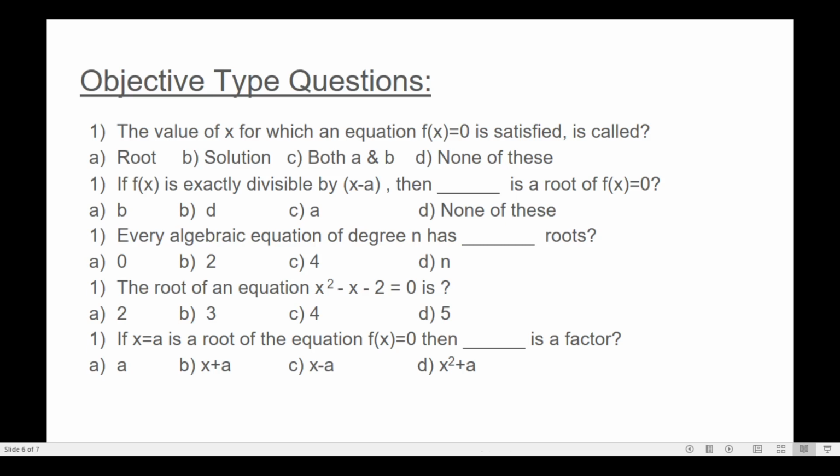So if a is a root of the equation f of x equals 0, then definitely x minus a is a factor.